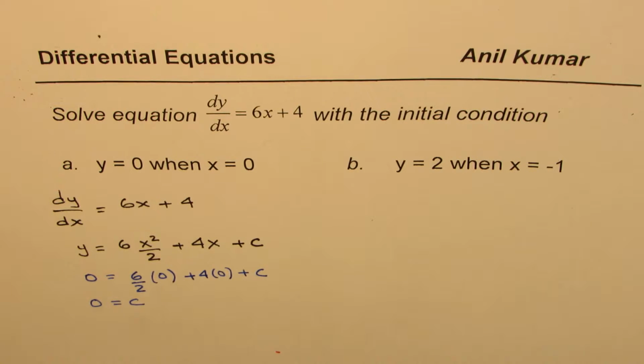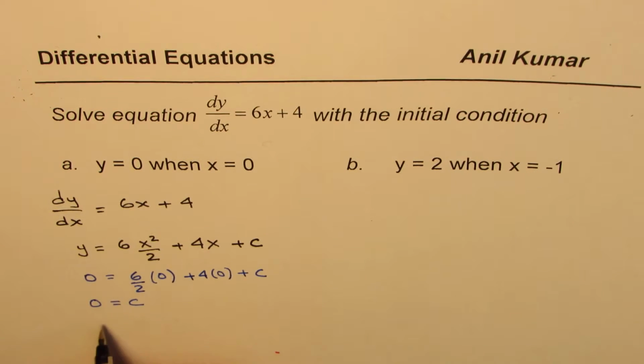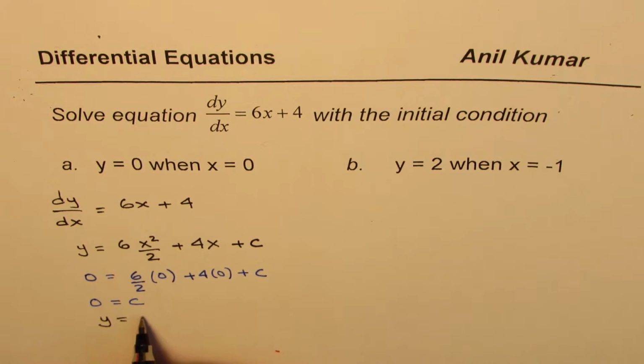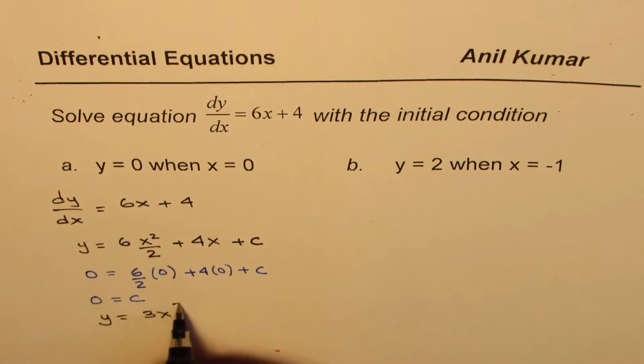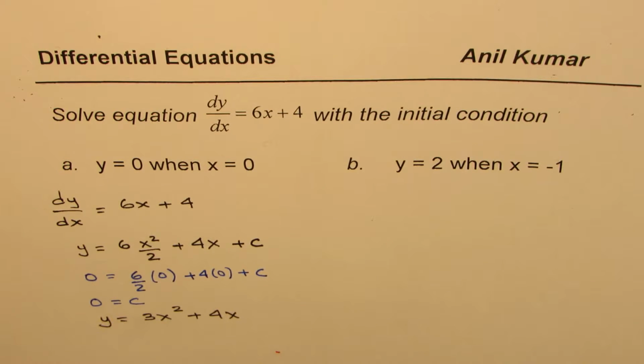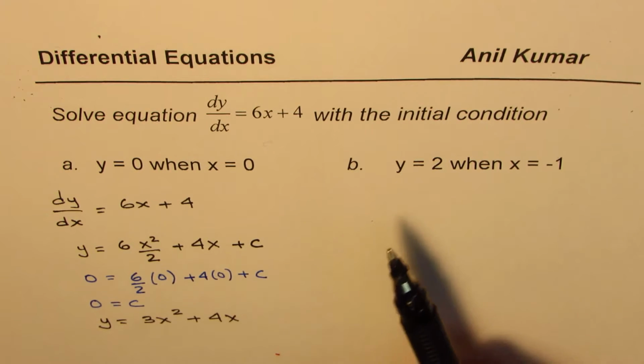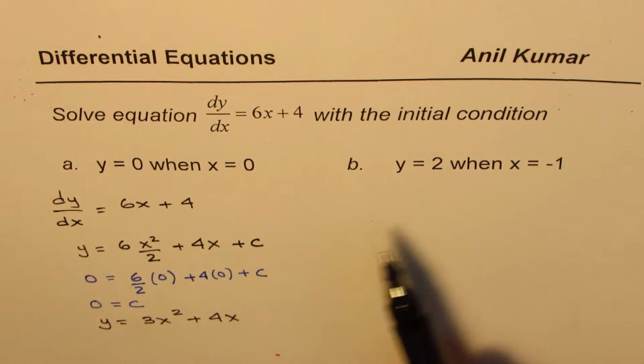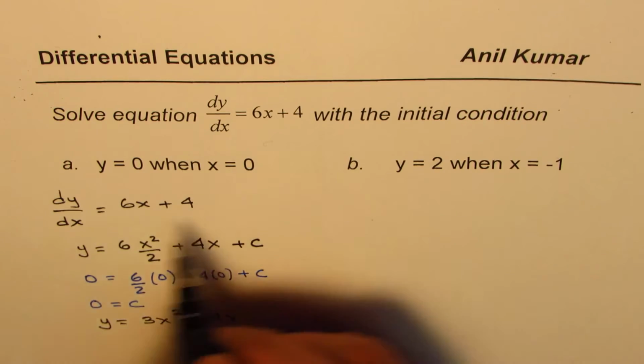Once we know that, we could write down the solution as y equals, this time 6 divided by 2 is 3, so let me write 3x squared, 3x squared plus 4x. That gives us the solution of the given equation, right? Now let's substitute these values and find the constant value, right?